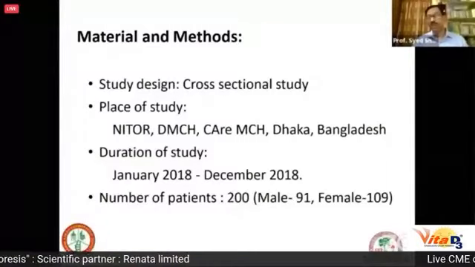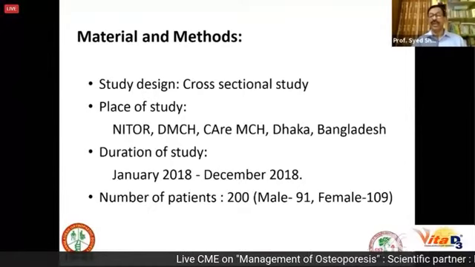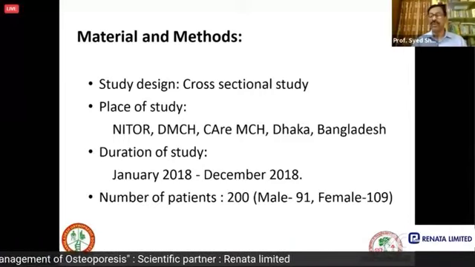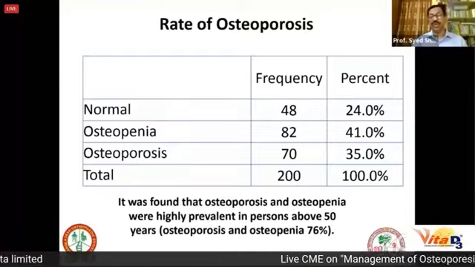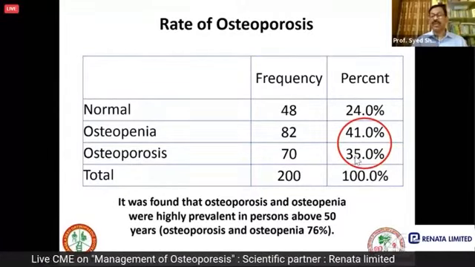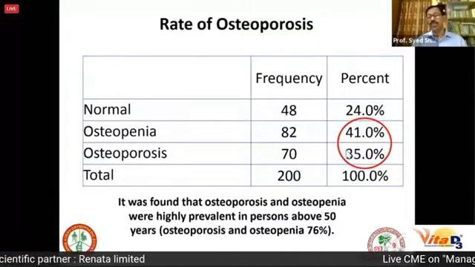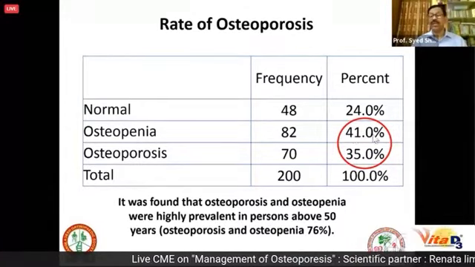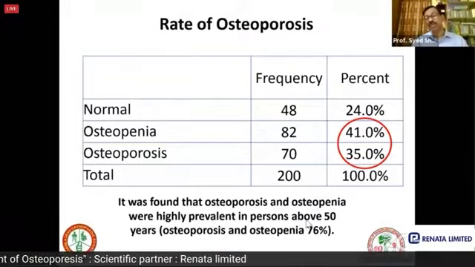The study was done at NATO, Dhaka Medical College and KR Medical College Hospital between January 2018 and December 2018. The total number of patients was 200, of which 91 were male and 109 were female. We found that the rate of osteoporosis was 35% in our study. 30% of people over 50 years of age with no abnormality had osteoporosis, and 41% had osteopenia. So in total 76% of patients had osteoporosis or osteopenia.